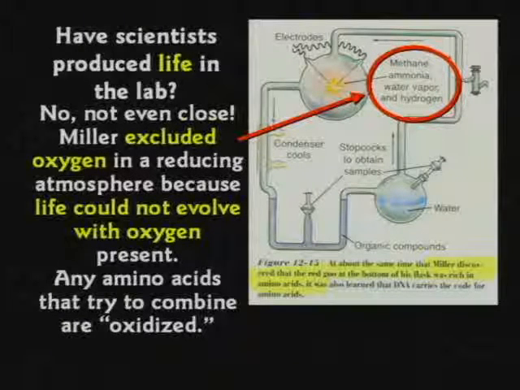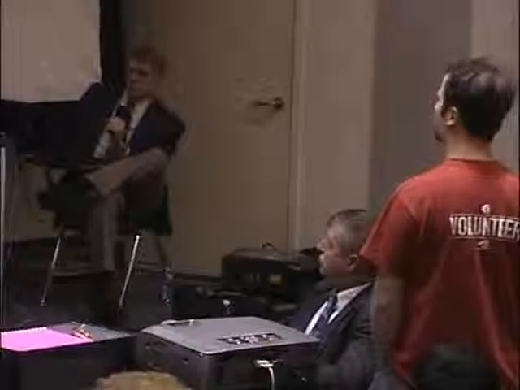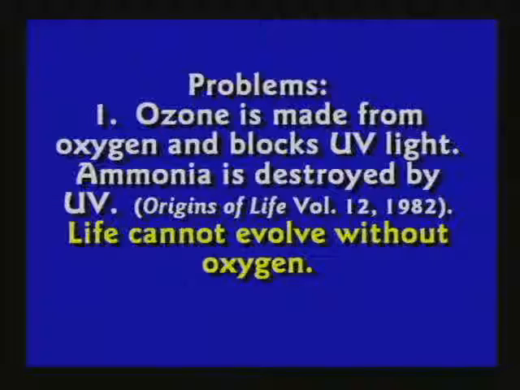Okay, it's going to oxidize it. It's going to break it back down. Now, amino acids that try to combine are going to oxidize. The problem is, ozone is made from oxygen, and ozone blocks UV light, and UV light destroys ammonia, and that's one of the gases he used. So you can't get life to evolve without oxygen. Your chemistry is way off.